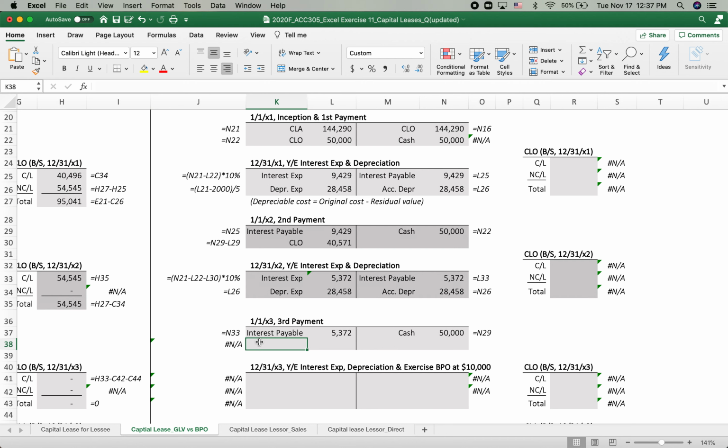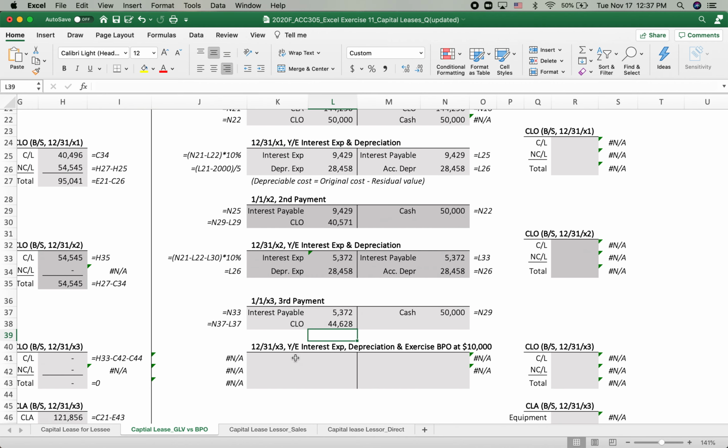Then this $50,000 also is comprised of the interest and the principal amount. So CLO should be reduced by the $44,000 of this principal. Okay, and then finally at the end of the year, interest expense. We have the interest expense here. Why? Because the company has the bargain purchase option, $10,000 remaining. This $10,000 will be the remaining value of this CLO at the end of the lease term. That's why we have the interest expense recognition.